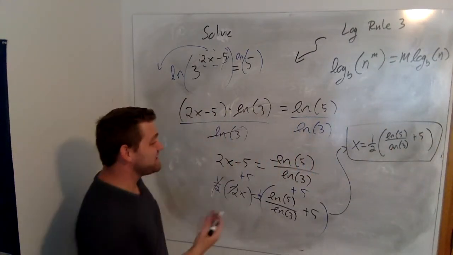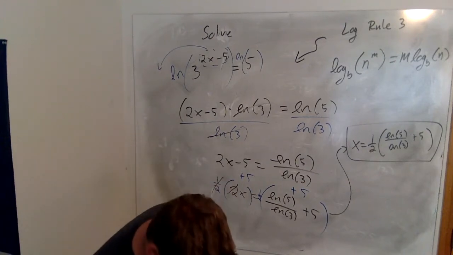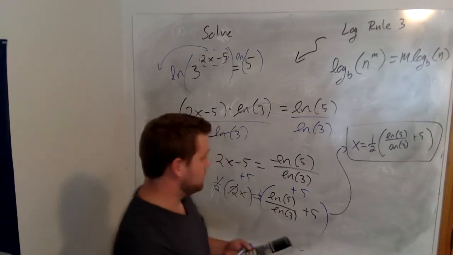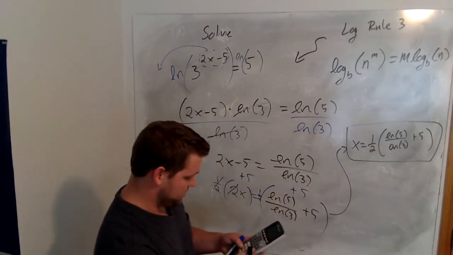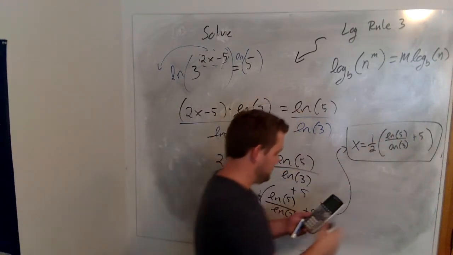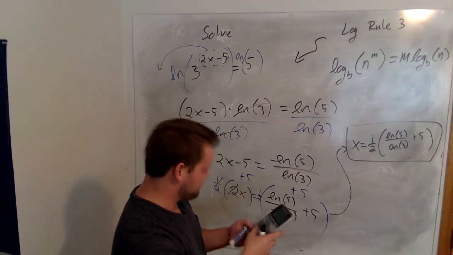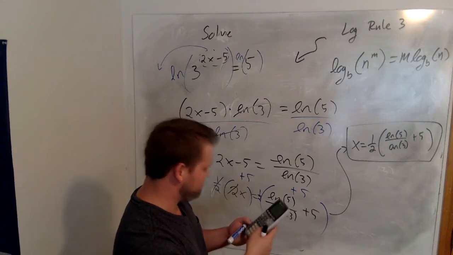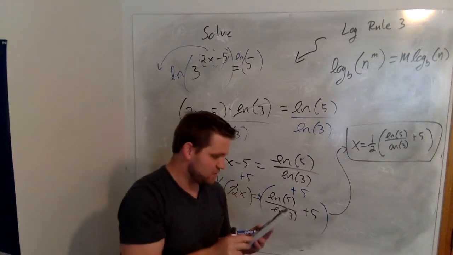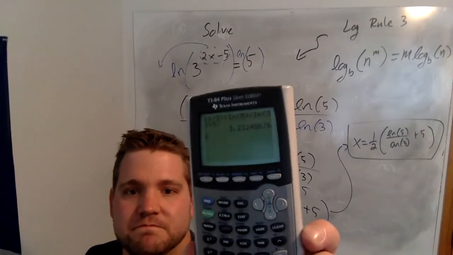This is the exact answer, and we can type this into our calculator. Let's figure out what it is. I'll show you how I'm going to type this in. I'm going to put a parenthesis, and then 1 divided by 2, or you could put 0.5. I'm going to open up another parenthesis and write the natural log of 5 divided by the natural log of 3, close those parentheses, plus 5. Now I'm going to close this parenthesis. Before I hit enter, this is what I've typed in.